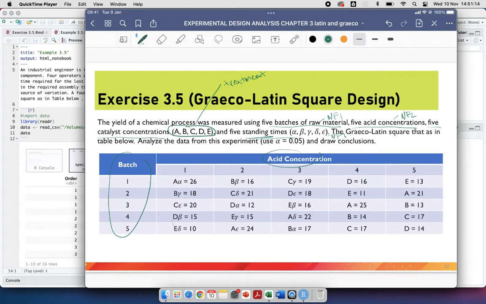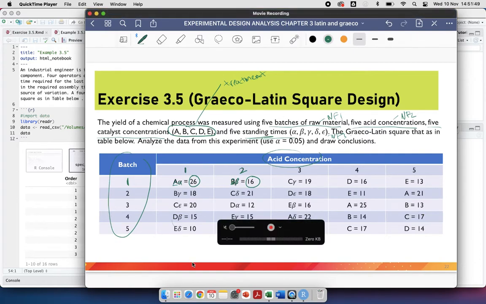So dia pun buat eksperimen, dan they got the yield ni. Contoh, acid 1, batch yang pertama, apply catalyst A dan juga apply standing time alpha. Dia dapat yield 26. Okay, acid kedua, batch pertama, guna catalyst B, guna standing time beta, dia dapat yieldnya adalah 16. So, based on this one, draw our conclusion.